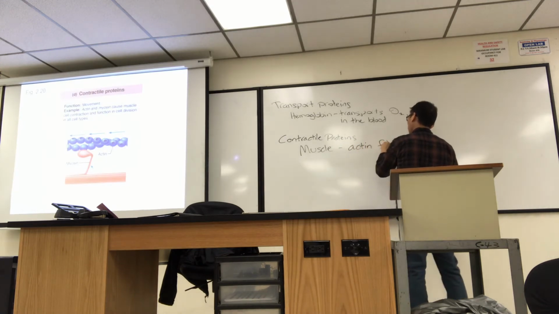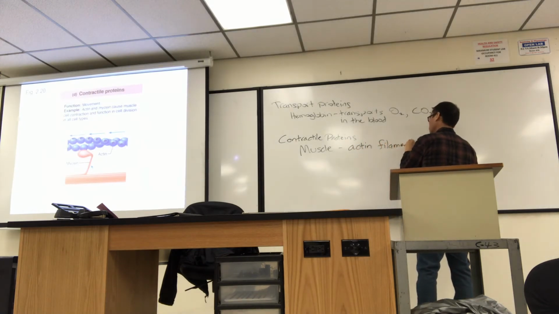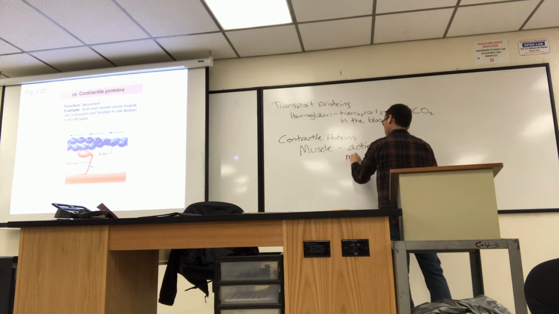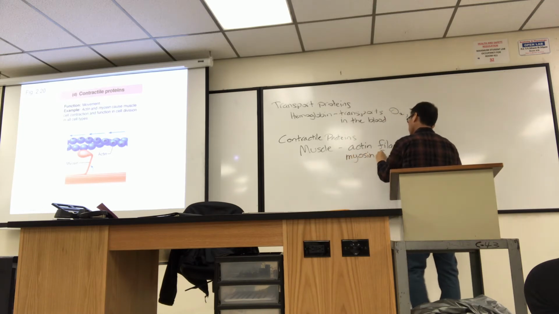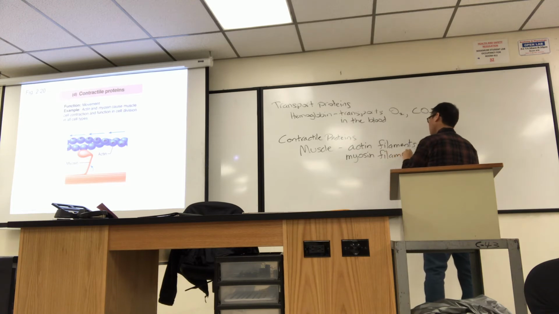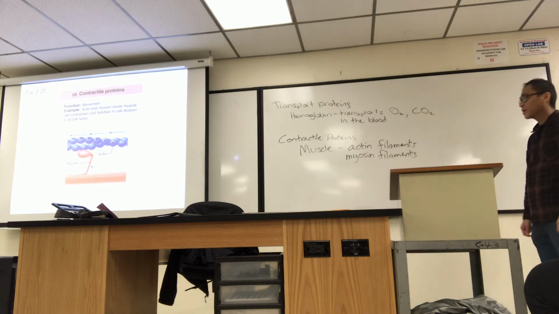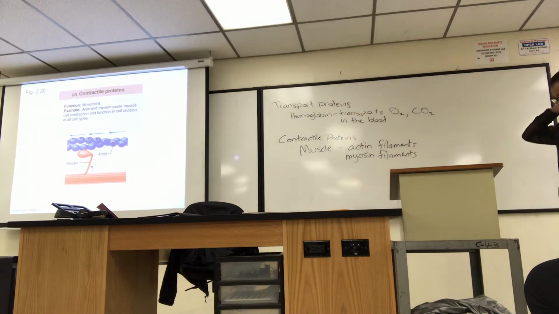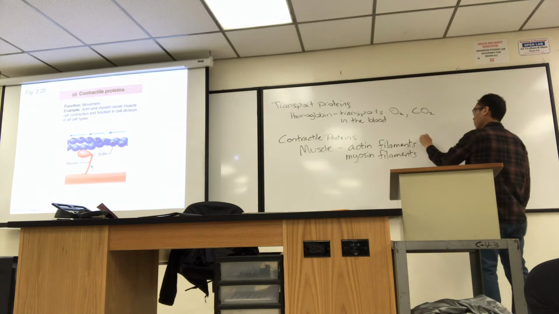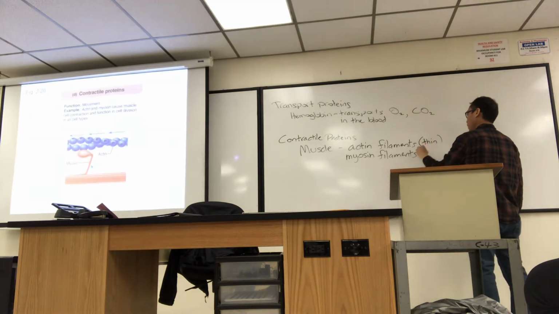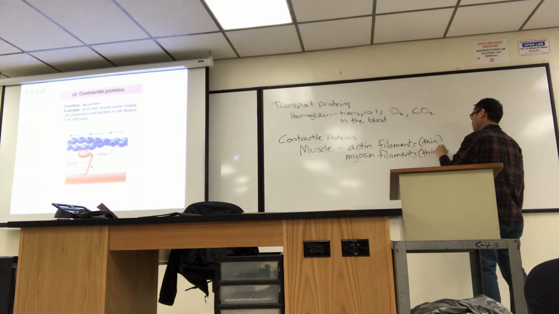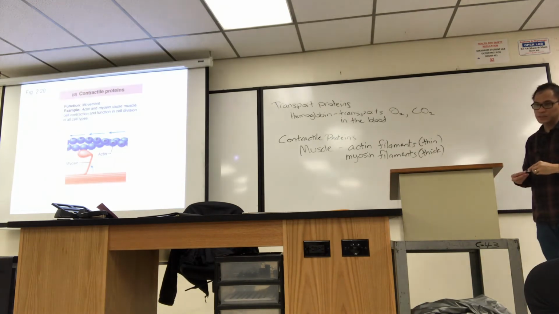Actin filaments, myosin filaments. So these are fibers, filaments. That's kind of what the word implies, and we'll learn the physiology later. Just as an example, sometimes we call these the thick and thin filaments. The actin's a little bit thinner. Look at it under a microscope. Thin, thick. So that's an example of contractile protein.